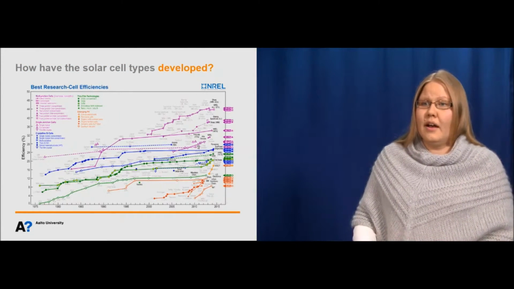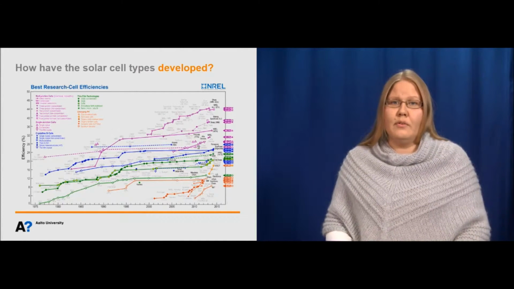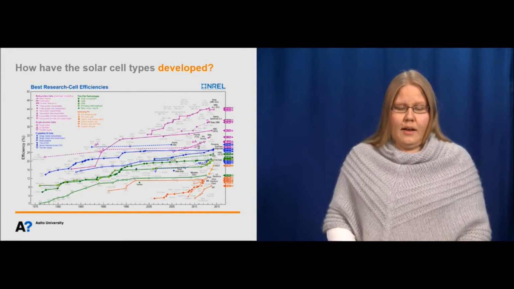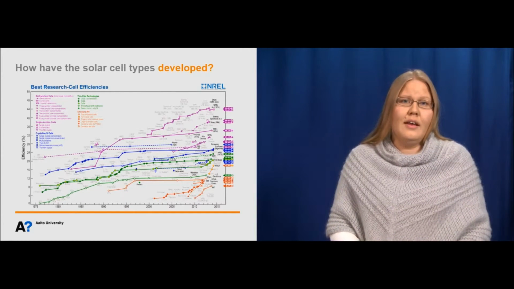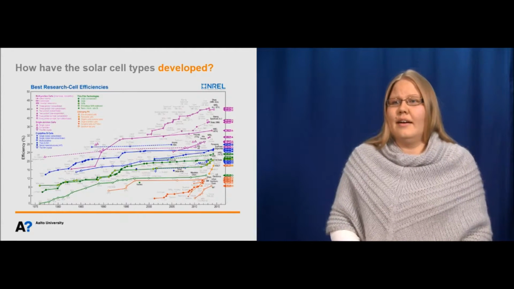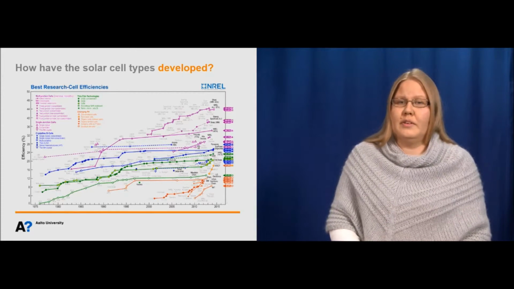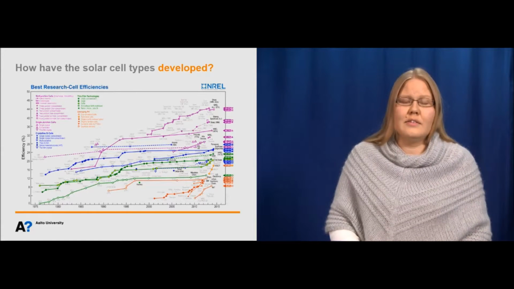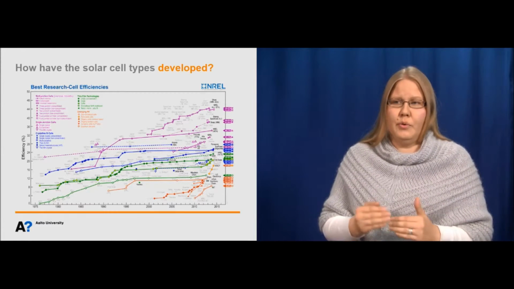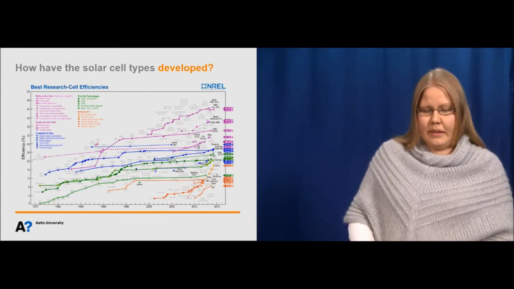So next we can look at how different photovoltaic technologies have developed over the years. We have the conventional technologies in the blue color, and you can see that the maximums are actually very close to 30%, which is the theoretical maximum. And in the case of such technologies, there isn't much room to develop them further.